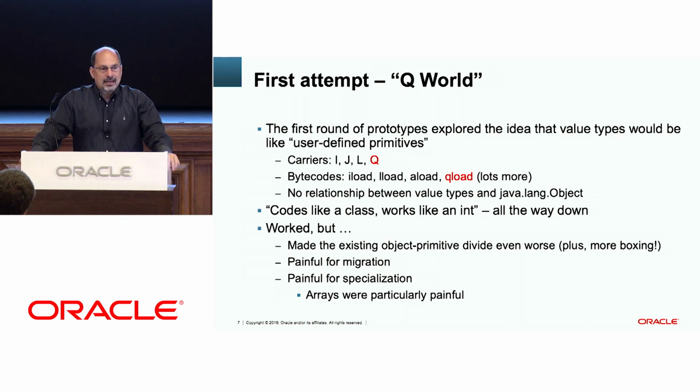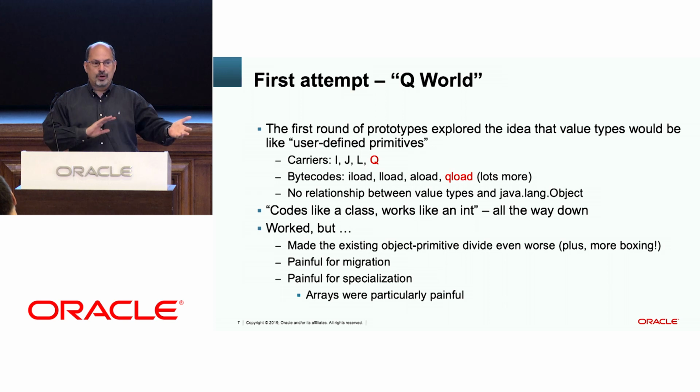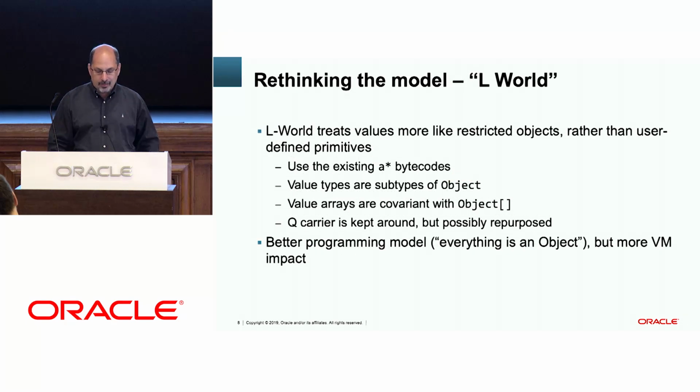But we found that it was painful for a lot of the things that we care about a lot. It made the existing divide between primitives and references worse. Well, that's something that we'd like to make better, not worse, so that was bad. And it was extremely painful for migrating classes from reference types to value types, and it was painful for specialization as well.